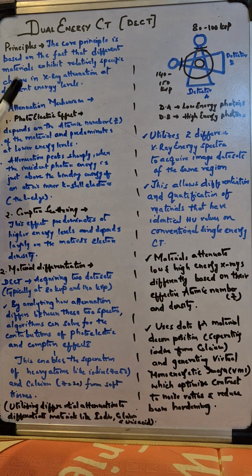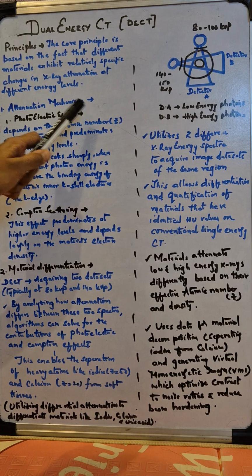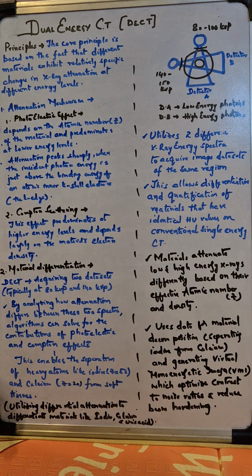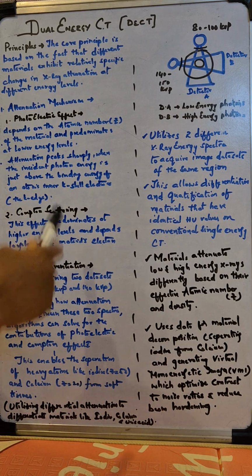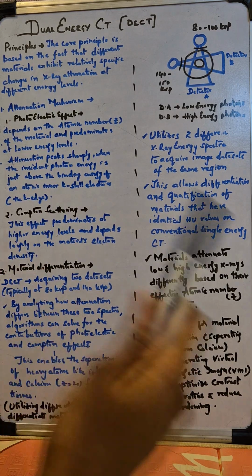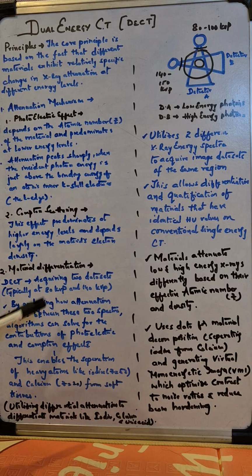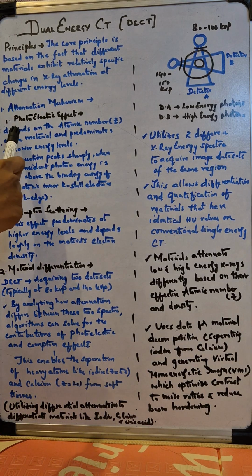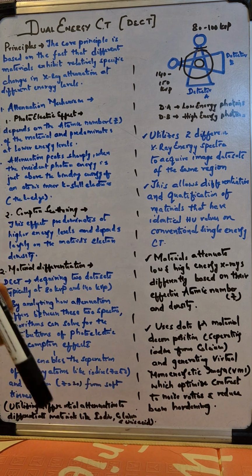So the principle depends upon the attenuation mechanism. The attenuation mechanisms are the photoelectric effect and Compton scattering. In detail, I'll be discussing these in the next video. Here you just remember two points. When the X-rays are formed from the X-ray tube, they pass through a material and these processes occur.